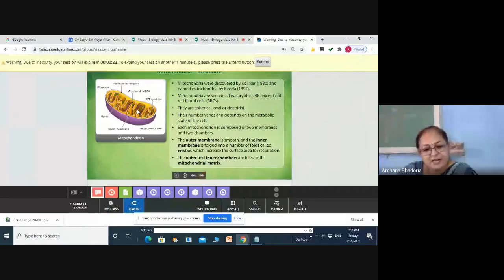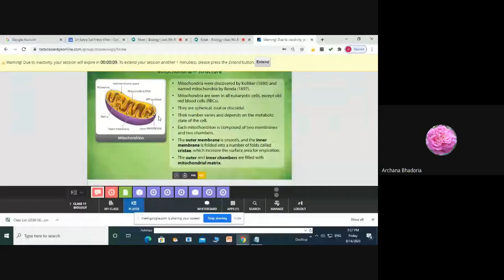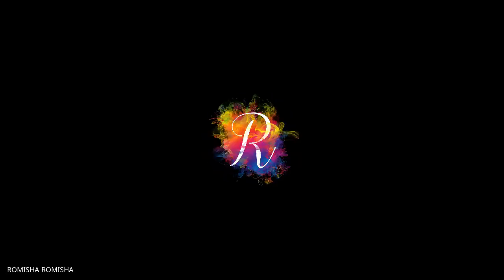So put down the subheading structure. Each mitochondrion is bounded by two unit membranes. We call them the outer membrane and inner membrane. And between the outer membrane and inner membrane, try to see the structure, we find a space. That space is known as the intermembrane space. What is the space called? Can anyone repeat? Intermembrane space.